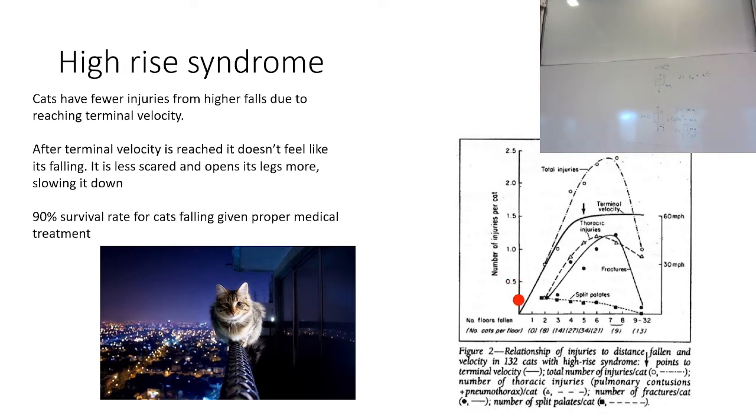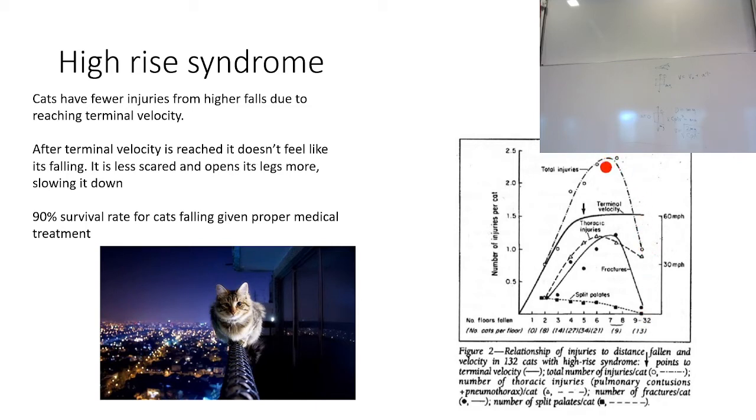So this is a graph of the stories from a building. I think it's a pretty old paper. These are stories, from 1 to 32. This is the number of injuries per cat. I don't know how they really measure that seriously, but then this is terminal velocity. So you can see that it reaches terminal velocity at about 4 stories, right? And the total number of injuries seems to actually drop. So over here at 9 to 32 it's actually pretty low.